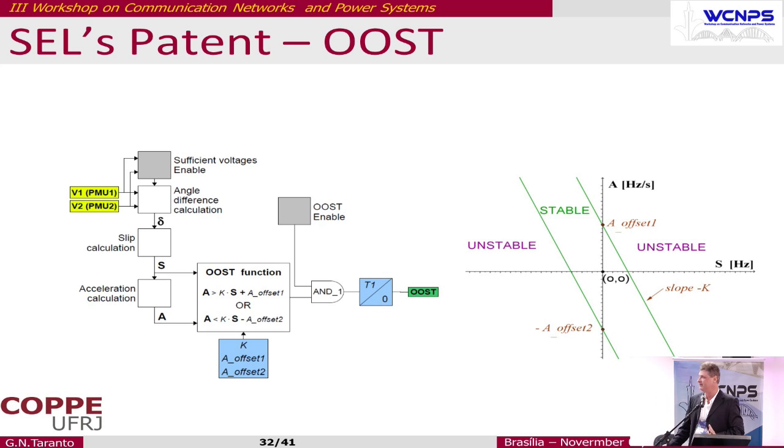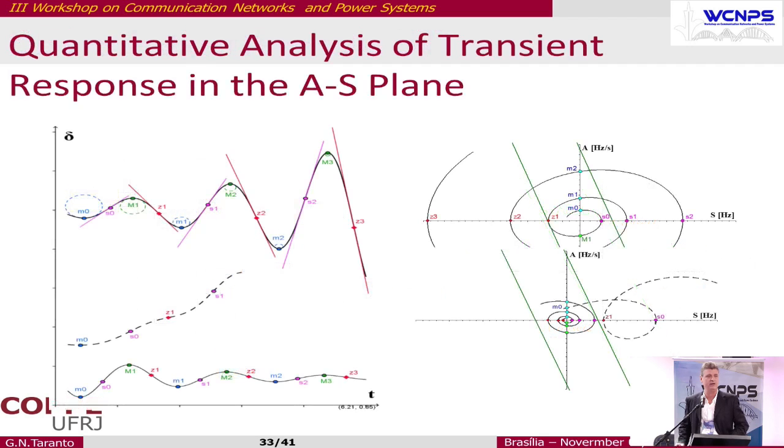And the idea is when you have an unstable oscillation, the trajectory will be like that. It will leave the blinders. When you have something like this, it will go off the blinders again. You should trip. And if you have a stable oscillation, this will go spirally and come back. You should not trip.